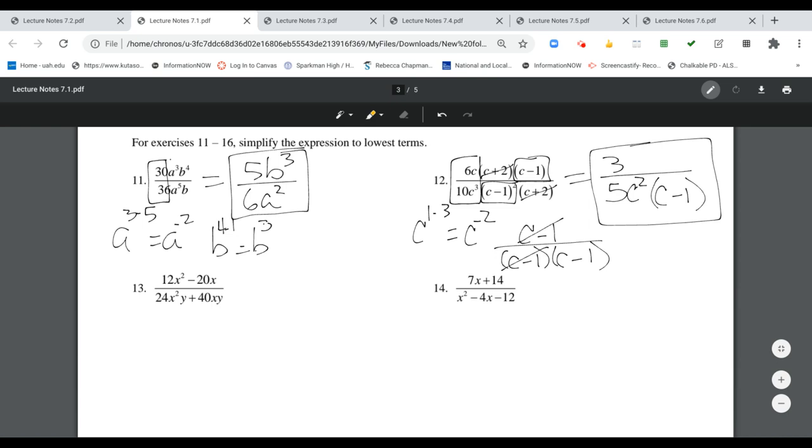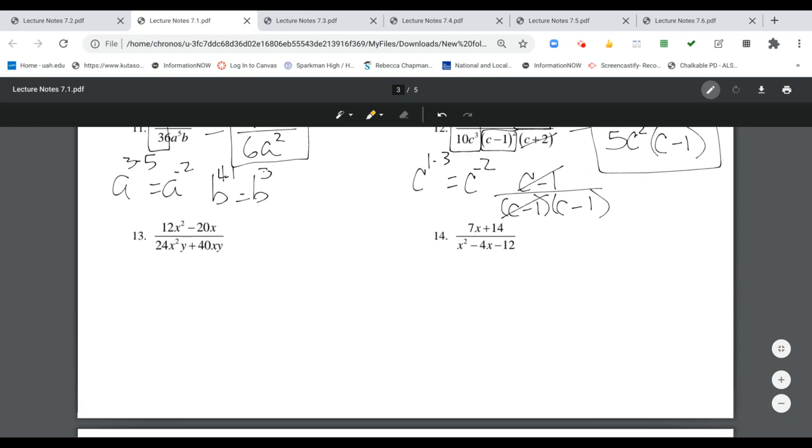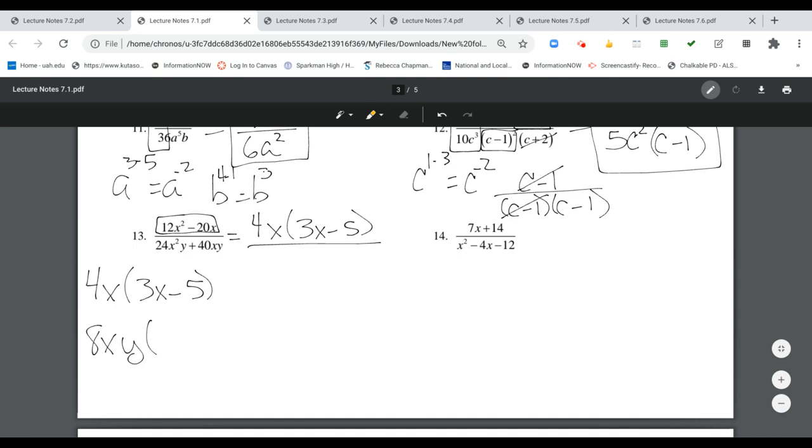In number 13, I have two polynomials, and I'm going to have to factor each one of them first. So I'm going to factor this one first. So my common denominator would be 4x. That leaves me with 3x minus 5. So my numerator cancels to 4x and 3x minus 5. My denominator, my greatest common factor, is 8xy. So that gives me a 3x plus 5.